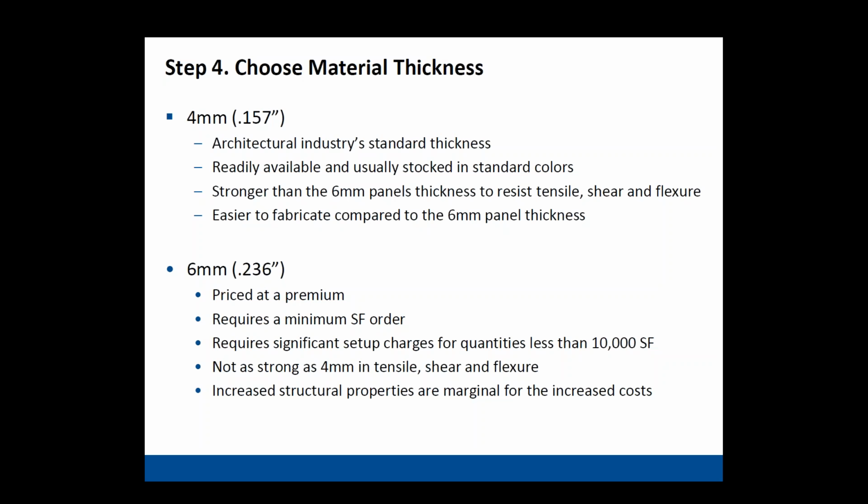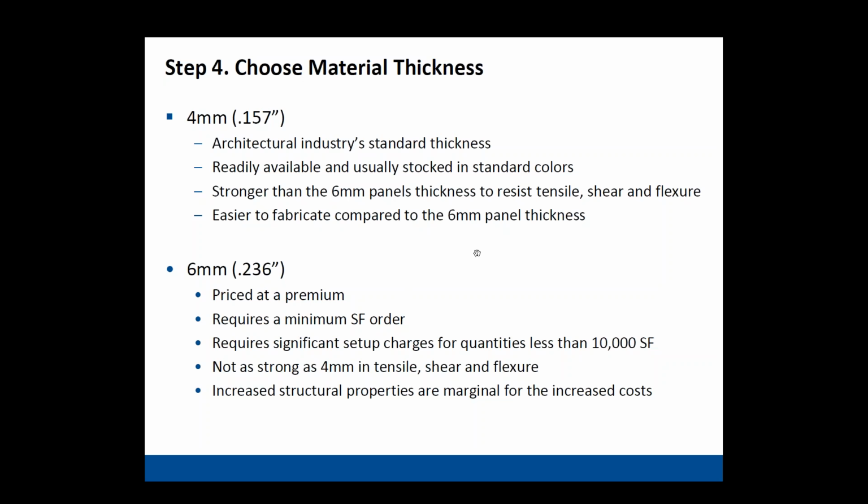Then you have 6 millimeter. 6 millimeter is priced at a premium by the manufacturers. It requires a minimum square foot order, and it requires significant setup charges for quantities less than 10,000 square feet. And obviously it's not as strong as 4 millimeter in tensile, shear, and flexure. And then increased structural properties are marginal for the increased cost.